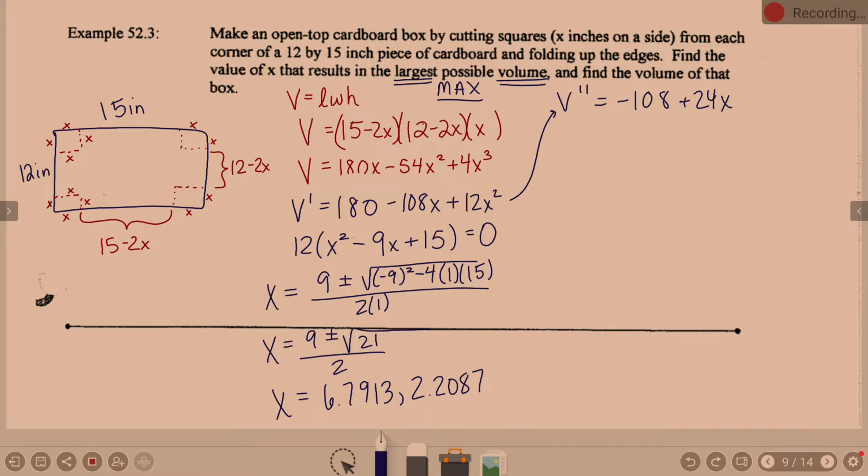Okay, so second derivative. What do I need to do with the second derivative? Not put it equal to 0. Put in those two values, right? I need to see the second derivative evaluated at 6.7913 and see what kind of value I get there. And I need to see the second derivative evaluated at 2.2087 and see what I get there. So do the math.